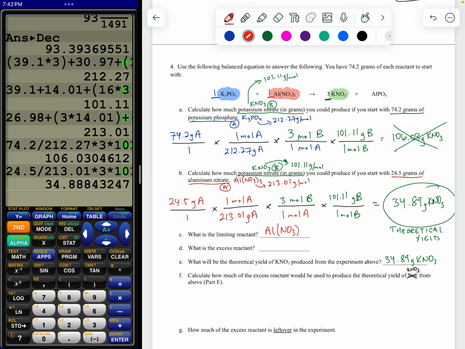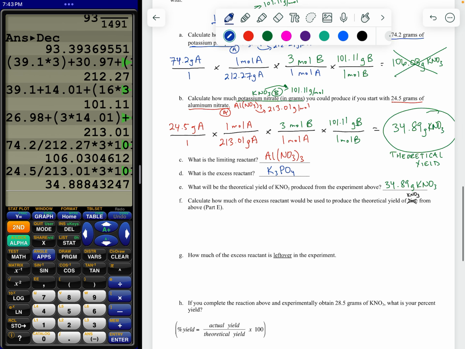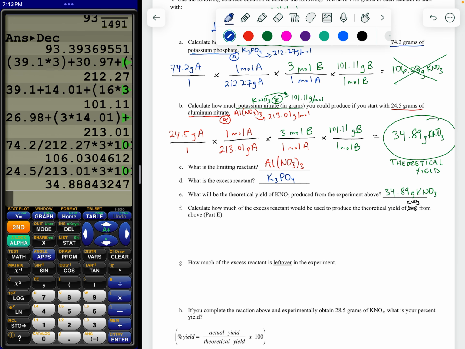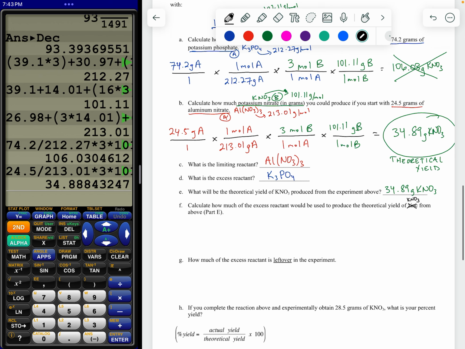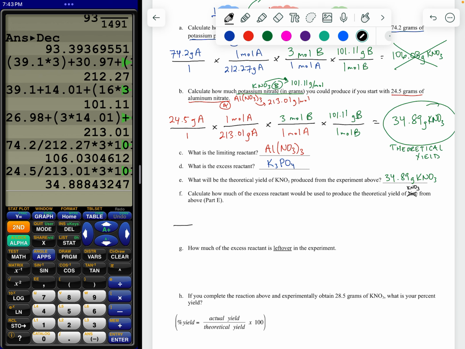nitrate. And then what's the excess? Our excess reactant is, of course, the opposite reactant, which is potassium phosphate here. So K3PO4. And then I want to calculate how much of the excess would be used. And so this is another gram to gram. And remember, at this part, we are now using the theoretical amount of product that we have calculated above. And we're working backwards to figure out how much of that excess reactant do we have.